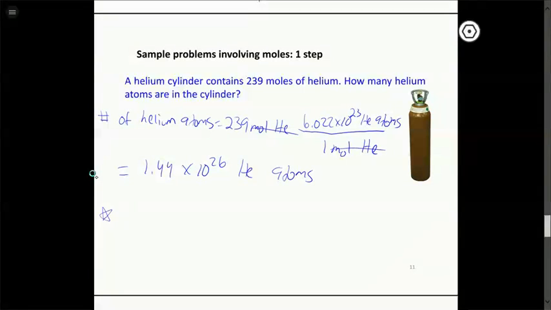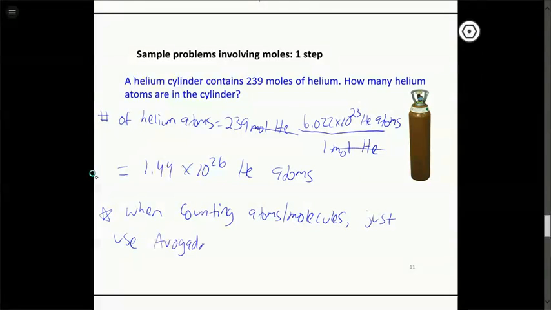And so the key point for this problem is that when you're counting atoms and molecules, when you want to know how many individual atoms or molecules there are, you just have to use Avogadro's number. Because Avogadro's number applies to any substance in the world. The identity of the substance doesn't matter if you're just taking moles and converting it into atoms or molecules.